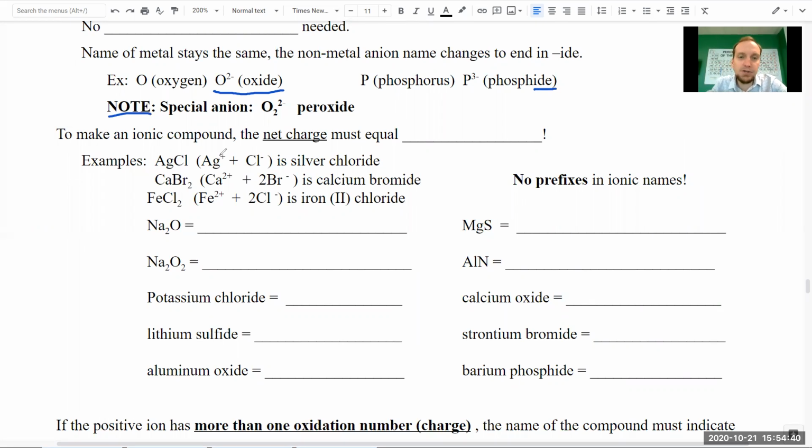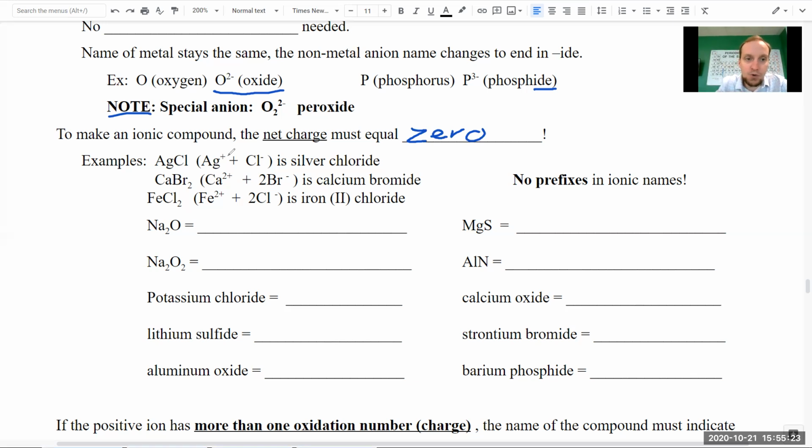To make an ionic compound, the net charge must always equal 0. All the positives and all the negatives will cancel out, and so there will be no net charge on the compound. All right, so in this example here, we have silver chloride. Ag has a +1 charge. Now, silver is located right about there. Again, don't hold me to it, but it's somewhere in that ballpark, which is a transition metal, and I'll talk to you about that in just a moment. But it does have a +1 charge. Chlorine, of course, right there, has a -1 charge.